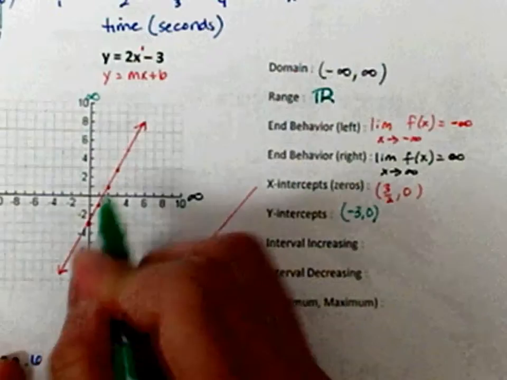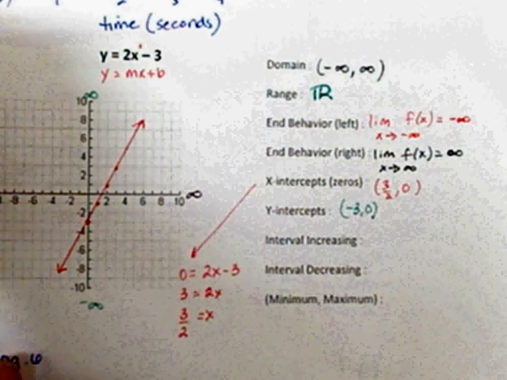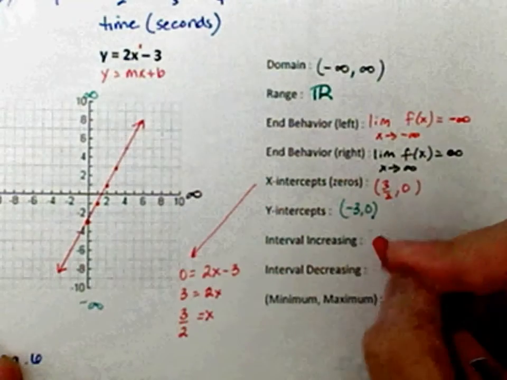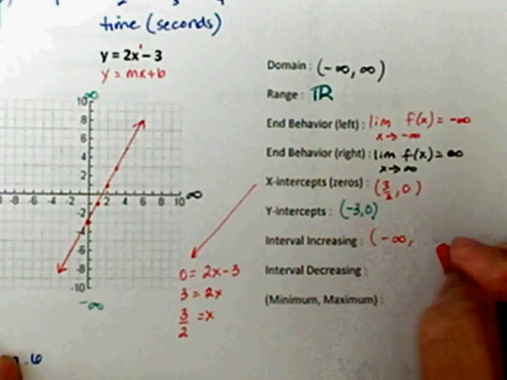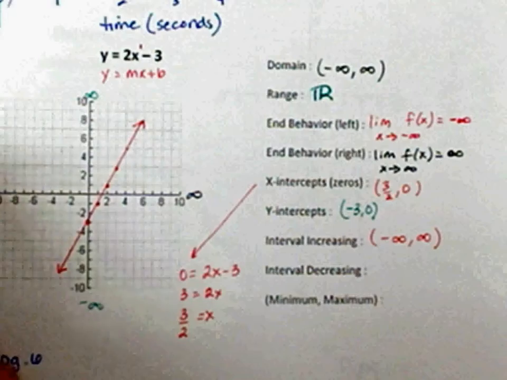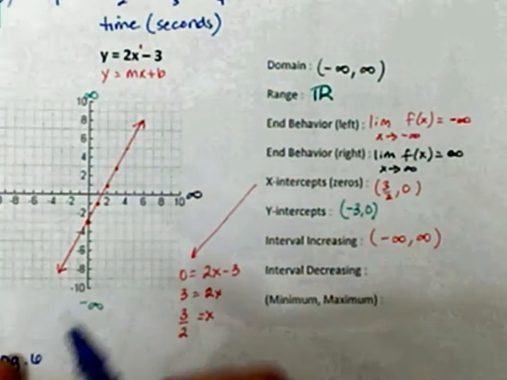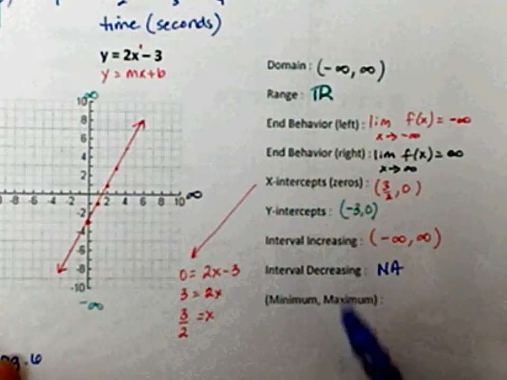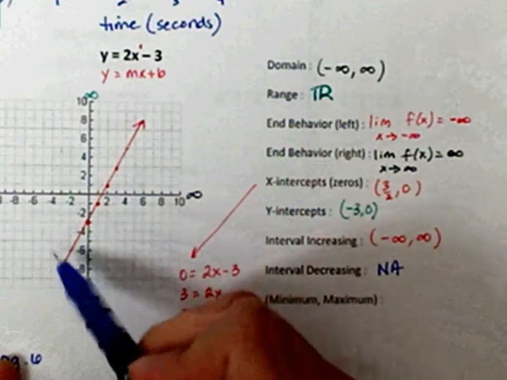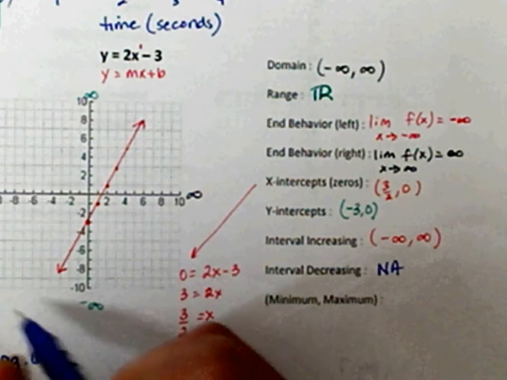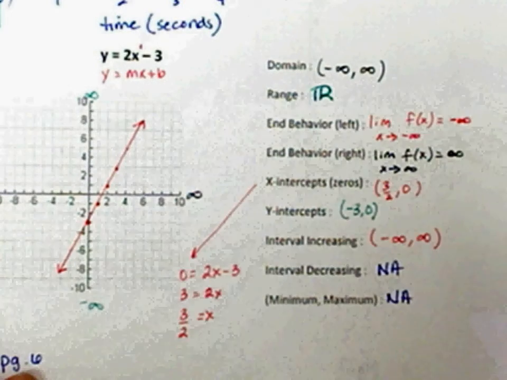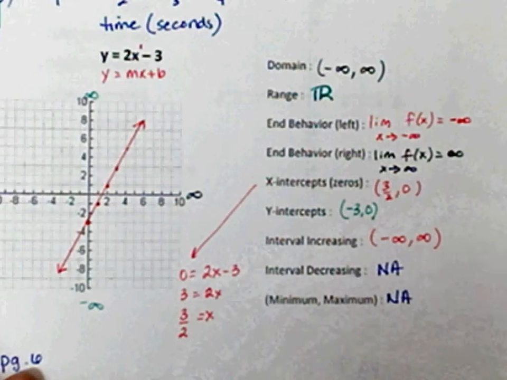See where you're crossing. Your interval increasing. Where are you increasing? Well, I go from all the way to the left, all the way to the right. So from negative infinity to positive infinity. Interval decreasing. Are you ever going down? So this one does not apply. How about maximum and minimum? I don't really have it because I start way down here, which is negative infinity, and I keep going up, so this one also does not apply. Okay? So there you have it.